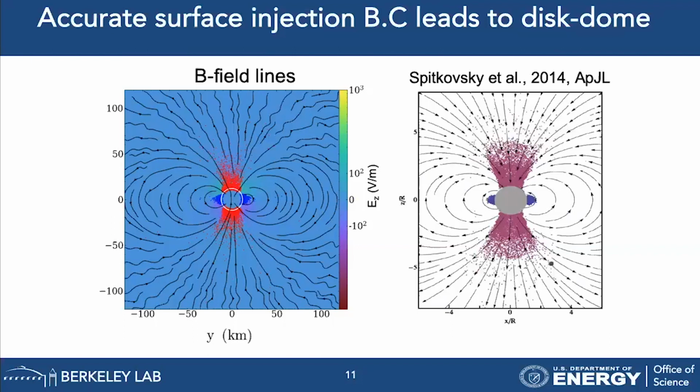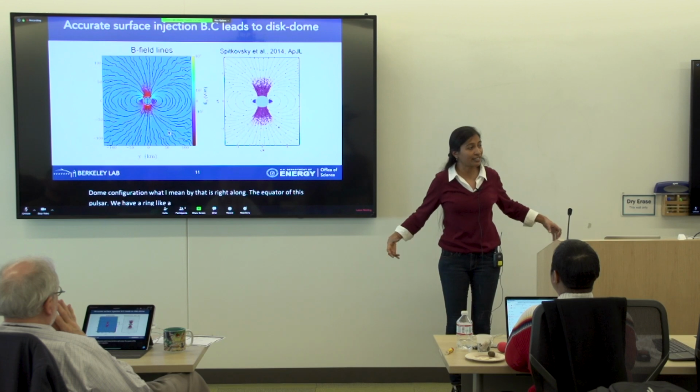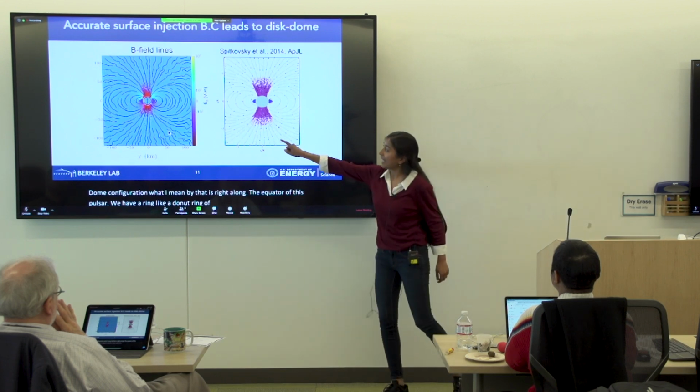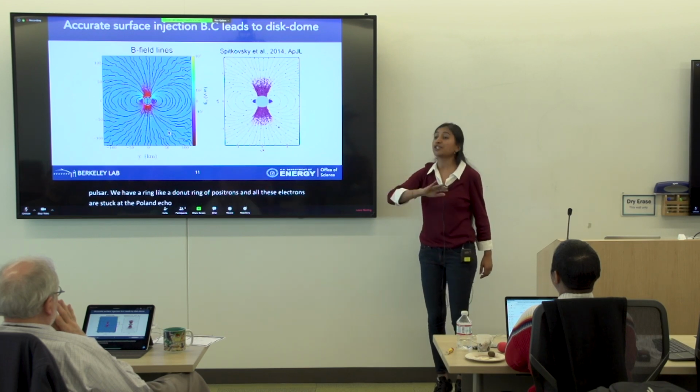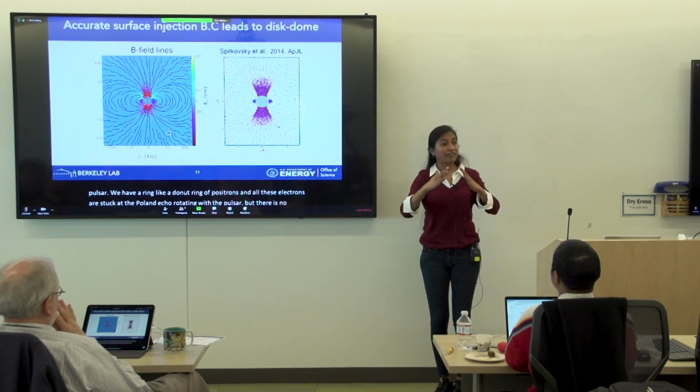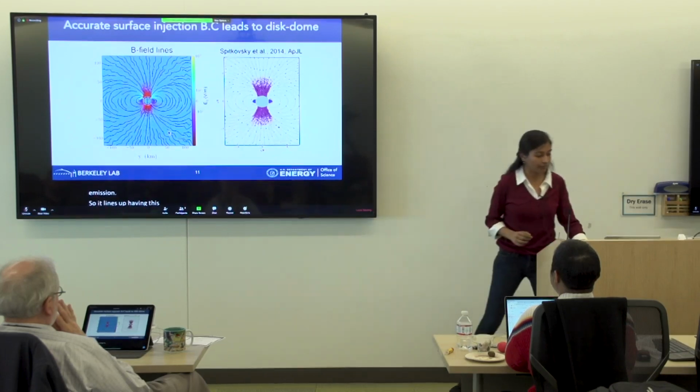This is our result. On the left is the result from WarpX. That's a self-consistent dipole magnetic field that gets built up. And what we have is a disk and a dome configuration. What I mean by that is right along the equator of this pulsar, we have a donut ring of positrons, and these electrons are stuck at the pole and they're co-rotating with the pulsar, but there is no emission. So it ends up having this dome and disk configuration.